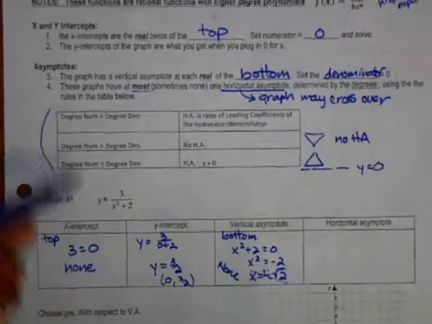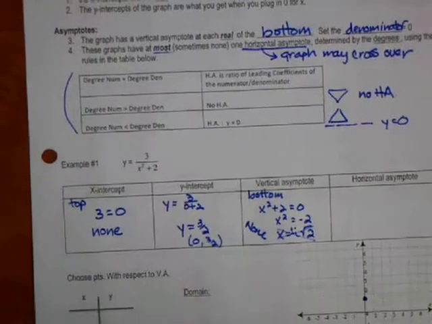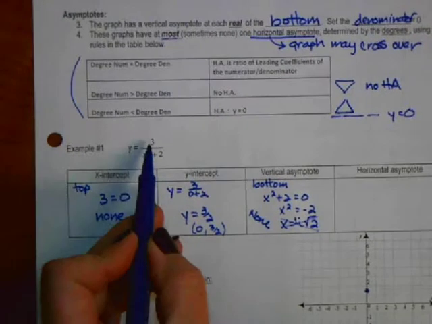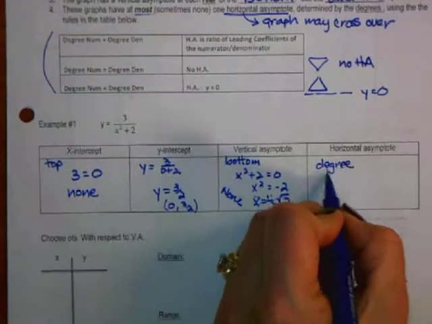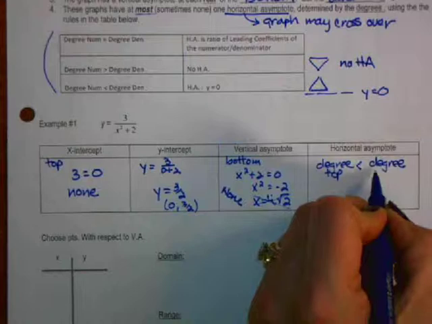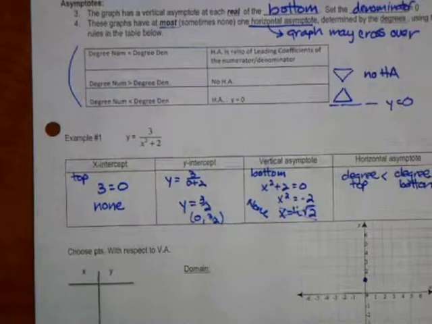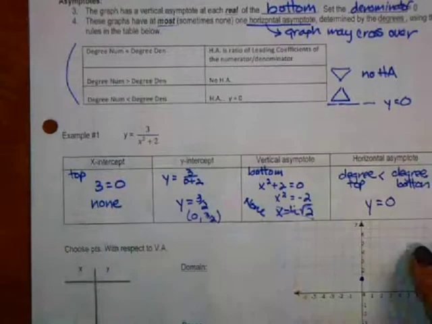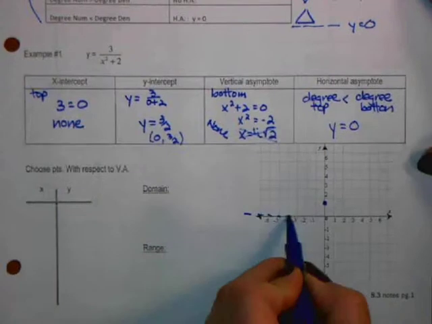The horizontal asymptote is based on this table. What's happening here? The degree of the what is bigger than the what? Yeah. The degree of the denominator is bigger than the numerator. So the degree of the top is less than the degree of the bottom. So which one would it be then? Yeah, it meets this right here, y equals 0. So let's sketch that. There's a horizontal asymptote at y equals 0.